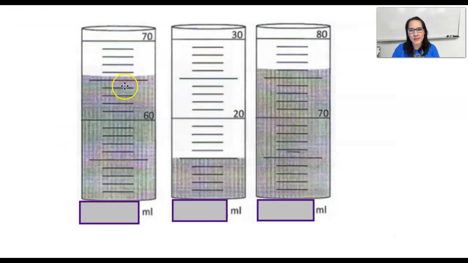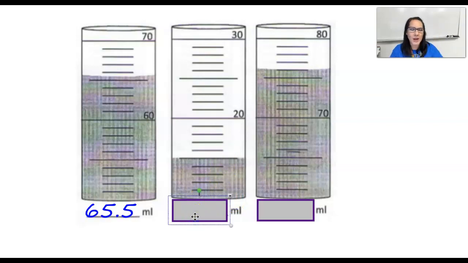We'll read these graduated cylinders. This is 60, and these go up by increments of 1, so this is 61, 62, 63, 64, 65, and then I have to estimate one more between the lines, so 65.5 down here. Next, that's a 20, which means this right here must be where 10 is, so this is going to be 10, 11, 12, 13, 14, 15, but when it's right on the line, you got to add that one more 0, so it's going to be 15.0. This one is 70, 71, 2, 3, 4, 5, 6. It's right on the line, so it's going to be 76, and I'm going to add that 0.0.